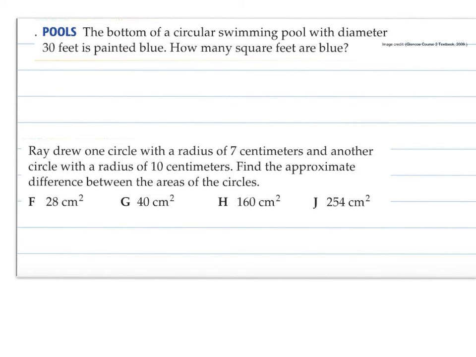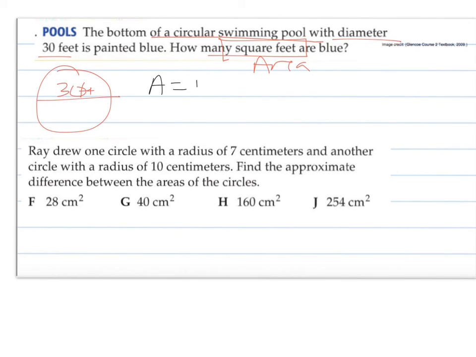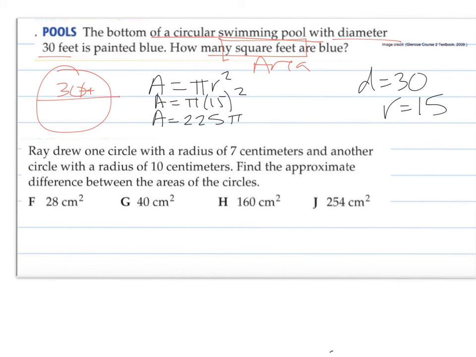Very last two, it's going to help you draw images. If you feel ready, go for it, and then fast forward and see if you got them right. So, a circular swimming pool with a diameter of 30. Draw yourself a picture. How many square feet? That tells me that I'm looking for area. So, I'm going to do area equals pi r squared, given a diameter of 30, which means my radius is half of that at 15. Area equals pi times 15 squared. Area is 225 times pi.